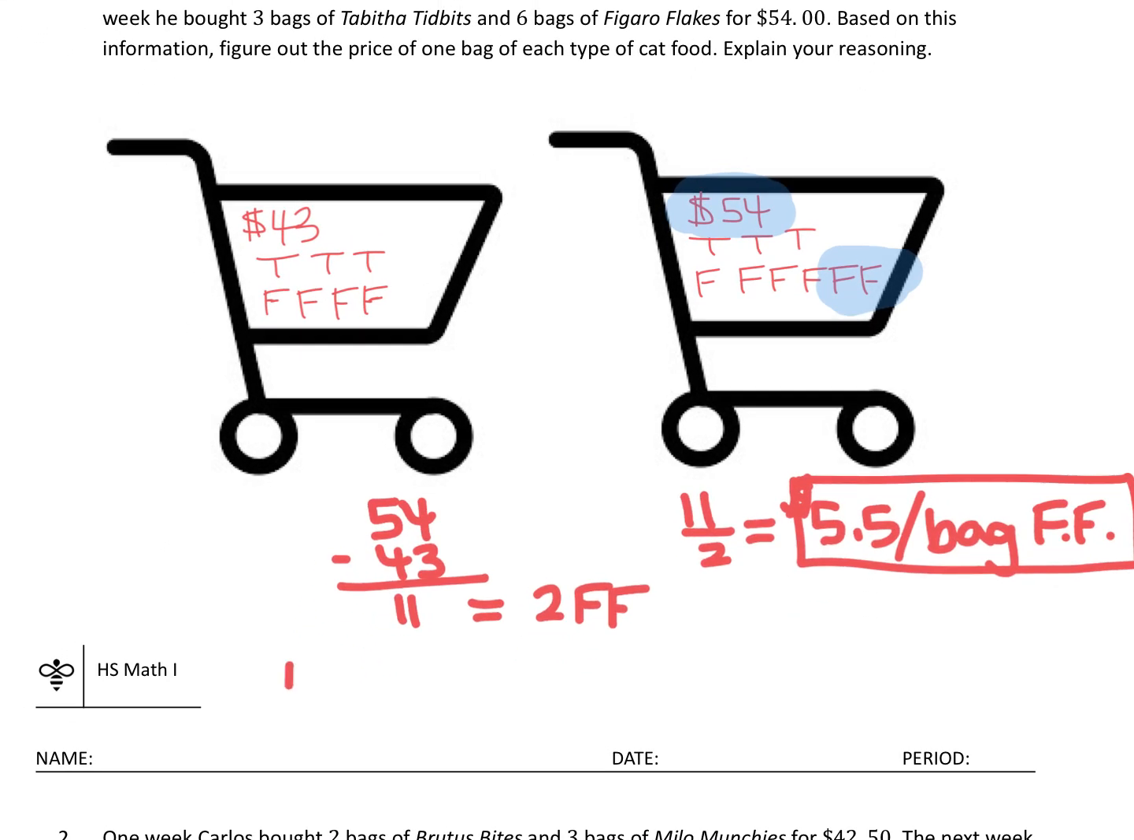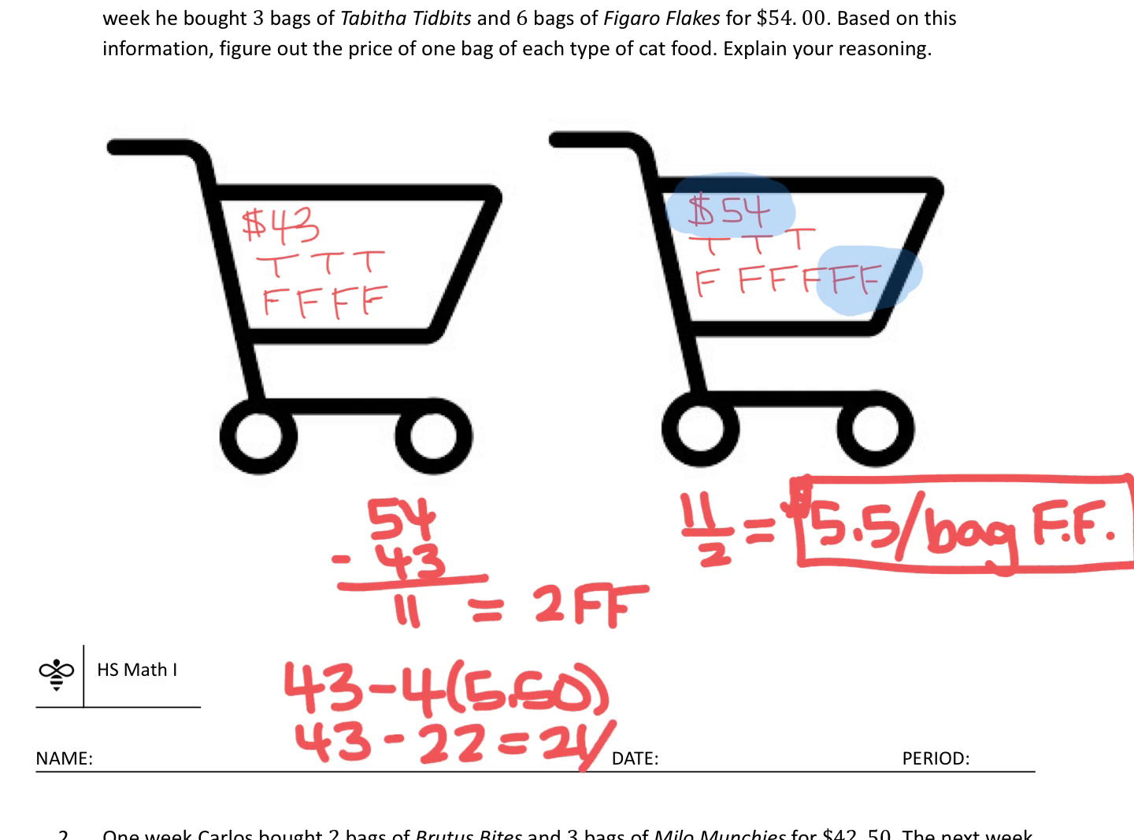So I'm going to take my $43 and subtract 4 Figaro Flakes. That's $5.50 each, so that's my total cart minus, I think that's $22. So that is $21. And then I have to split that between 3 Tabitha Tidbits. So let's split that in 3. It looks like Tabitha Tidbits is $7 per bag of Tabitha Tidbits.